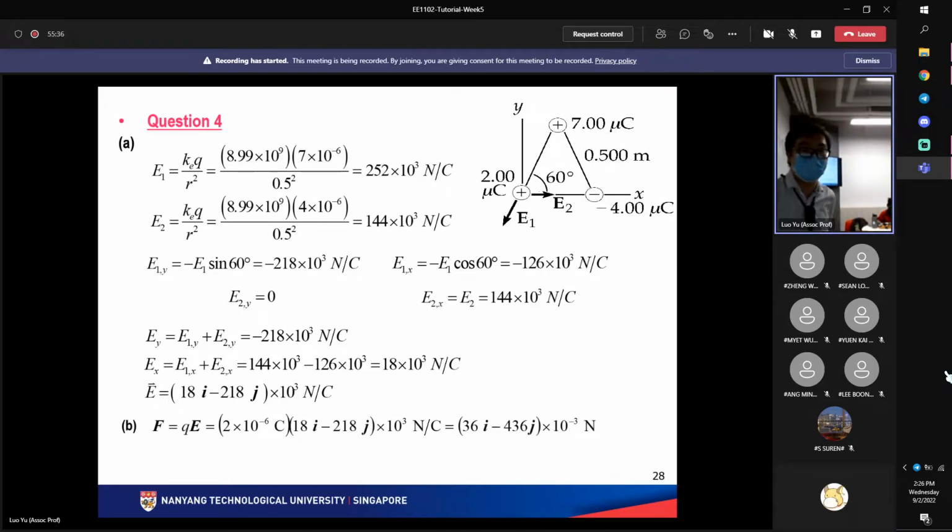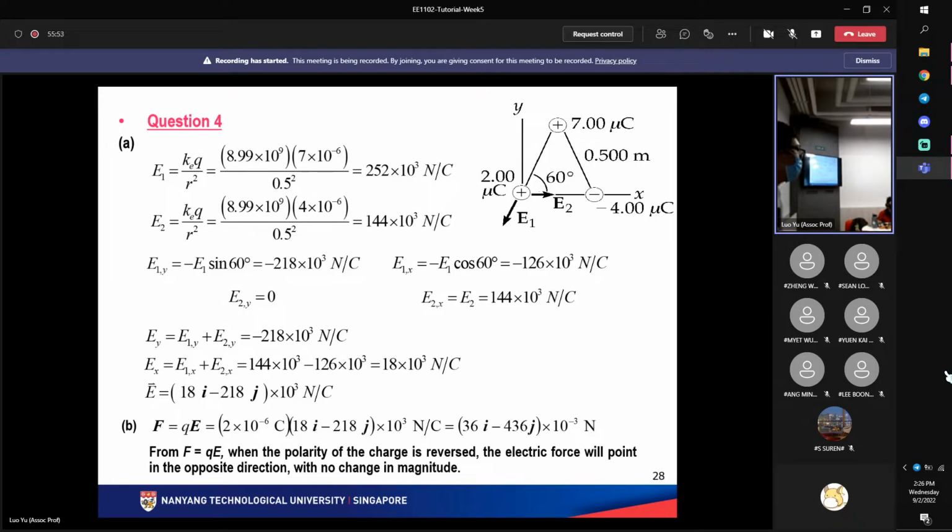Okay, what will happen? What is the total force? Total force equals Q times E. We already got E, so multiplying by Q, you can get the total force. Now, if the magnitude of Q remains unchanged, but we change it from positive to negative charge, you will find the force magnitude remains unchanged, but the direction of the force will switch sides. Okay, so just comment here.